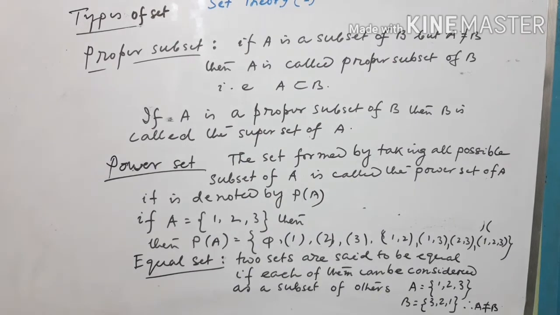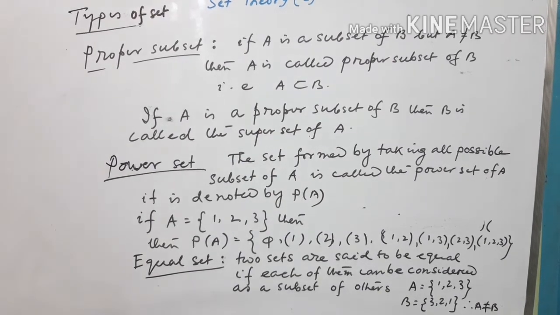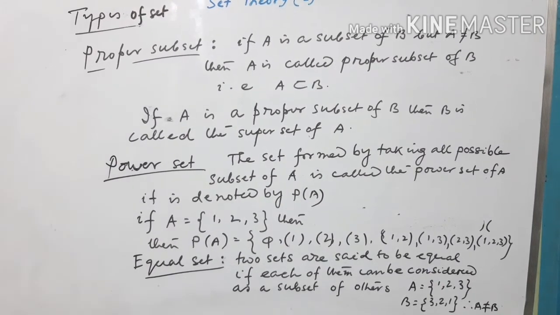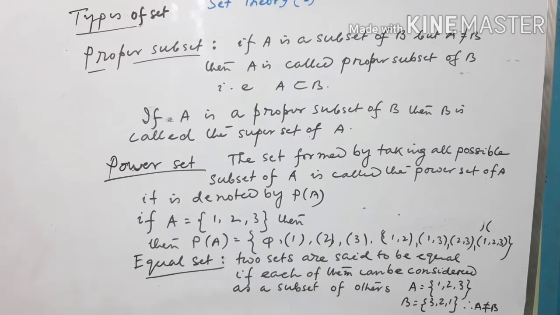Next definition is power set. The set formed by taking all possible subsets of a set A is called the power set of A. This is denoted by P(A). It is similar to how we denote the probability of A by the same symbol, but in abstract algebra, that is in set theory, P(A) denotes the power set of A.